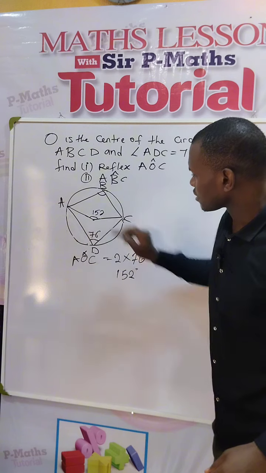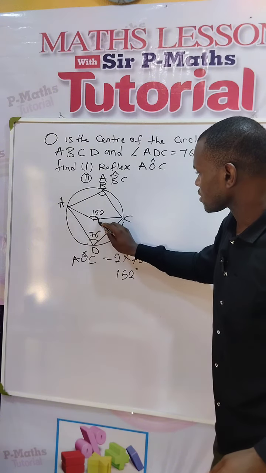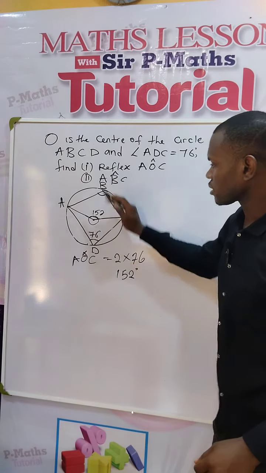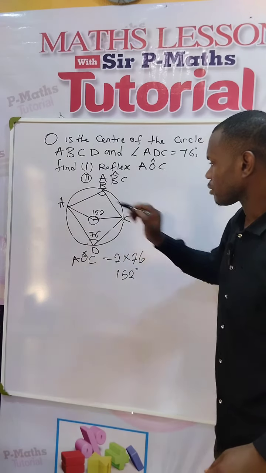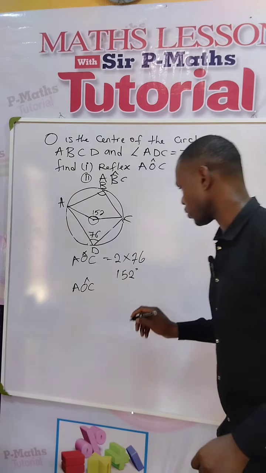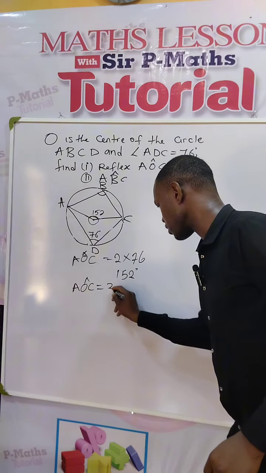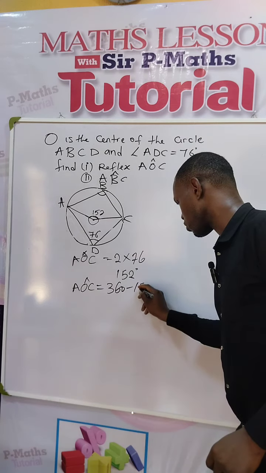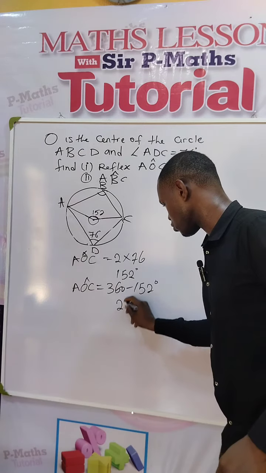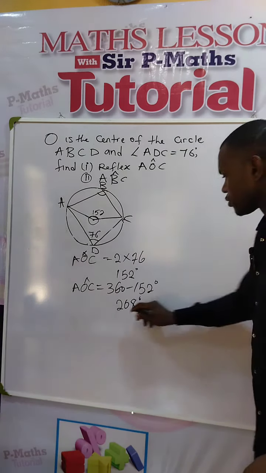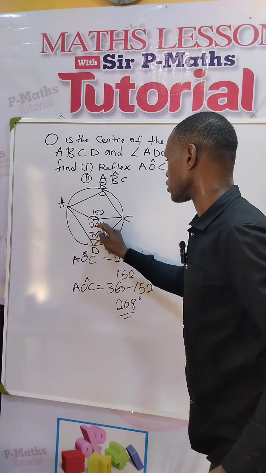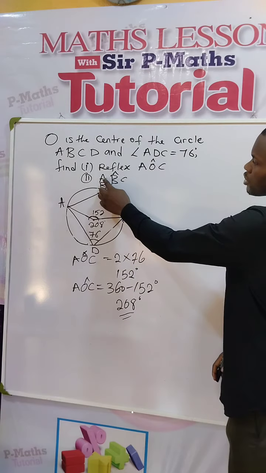Now you observe that this is the center of the circle. So the total angle at this center is 360 degrees. Having gotten from here to here, subtract it from 360 to get from here down to this place. So we're going to say that the reflex of AOC, which is the angle we are looking for, will be gotten when we say 360 minus 152 degrees. Then when we subtract, we have 208 degrees. So the reflex angle here, this angle is 208 degrees.